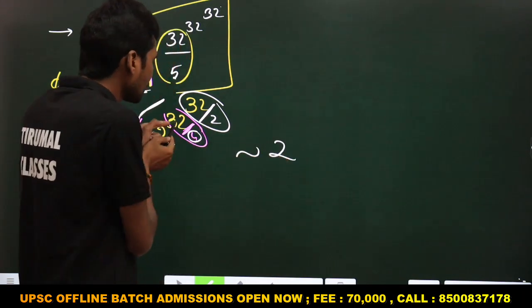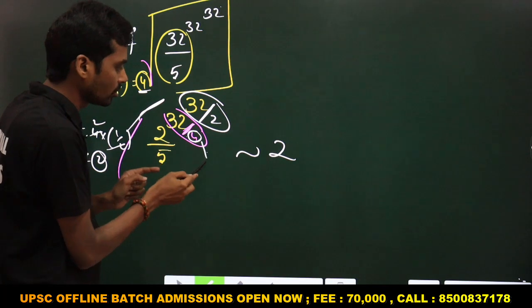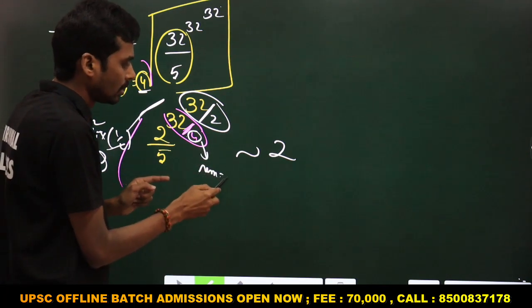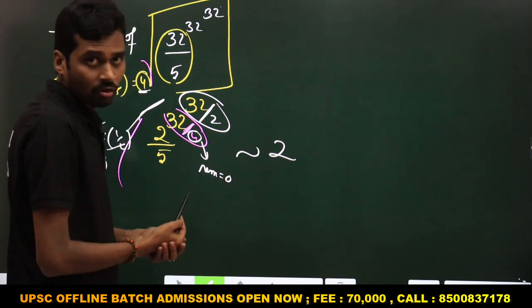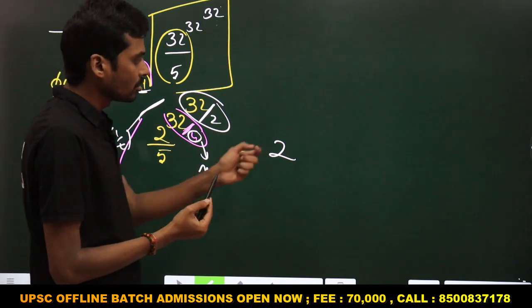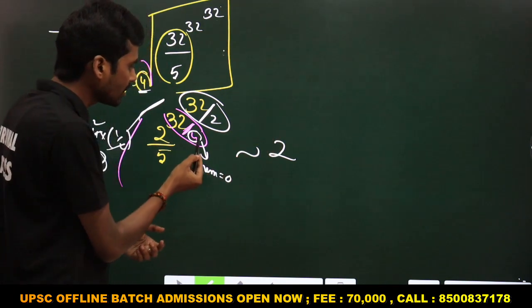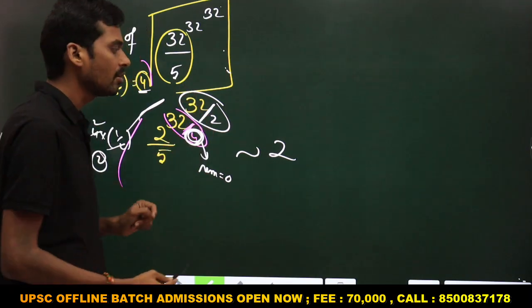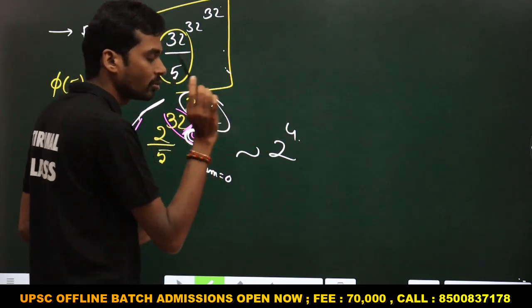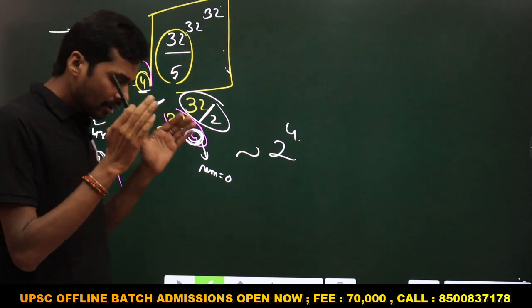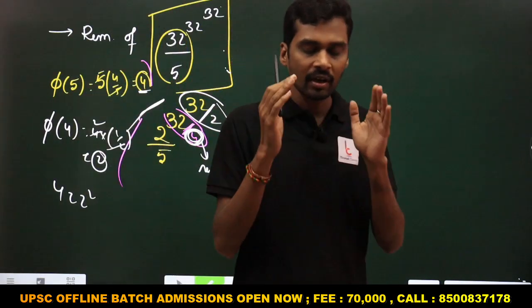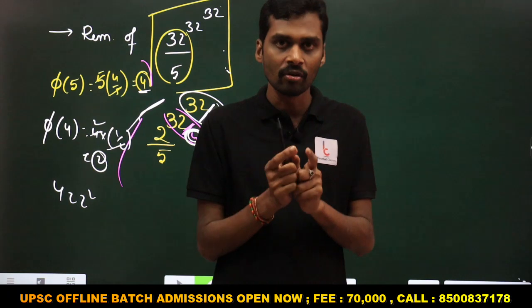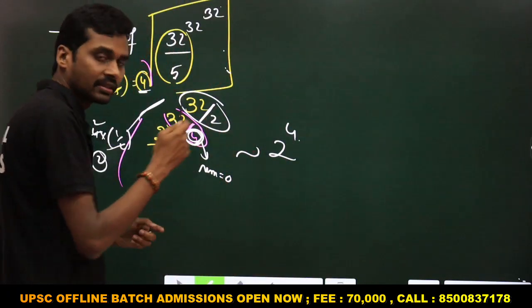So 2 power, here 32 by 4 means that the remainder is 0. If you get the remainder 0, you should not write power as 0. Instead of that, you should take the divisor itself. What is the divisor I have? Yes, 4. So I am supposed to take 4 only. Wherever in the power you are getting remainder 0, you have to take the divisor.